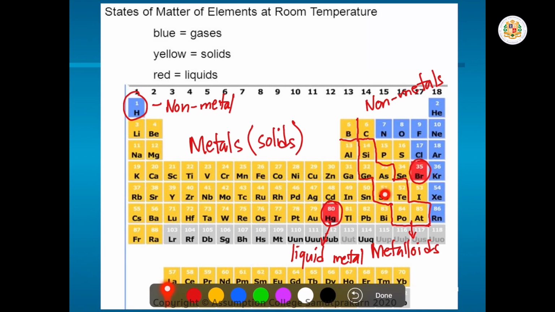Now, looking at the middle, we have the metalloids. Metalloids are all yellow blocks, which means they are all solids. Very good.